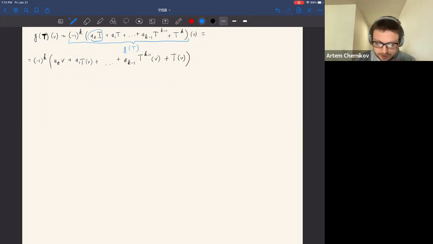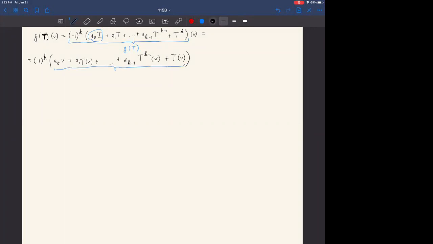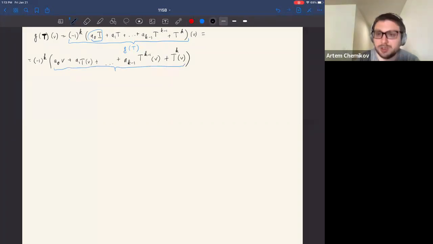So this gives us the result of applying this linear operator to v. But now look what we have here in the brackets. Shouldn't it be t to the k of v? Oh, excuse me. Yes, it should be t^k. Thank you very much. All right. So now look at what we have in the brackets here.